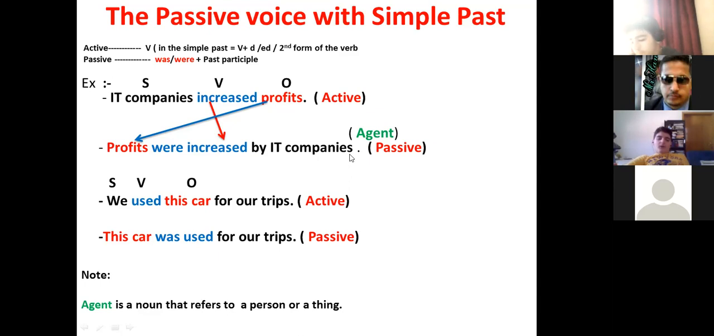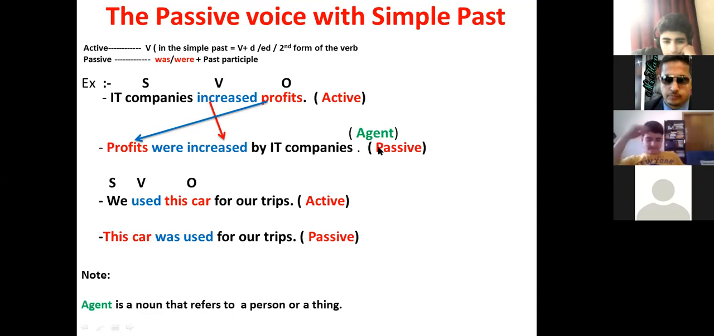The one responsible for the action. Okay, Ziad, can you write above the company's agent, IT companies? If it is known for you, you must write it. Where above the word? No, don't write the word "by". This is just to tell you this is called the agent.